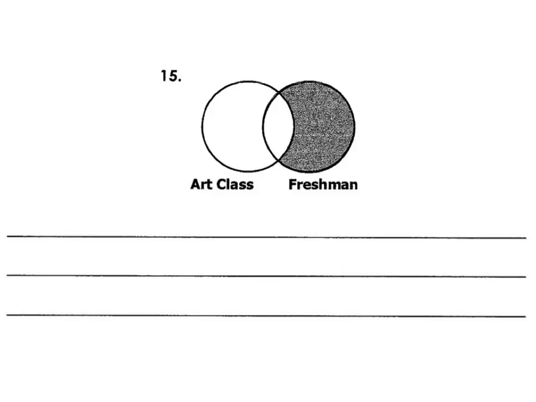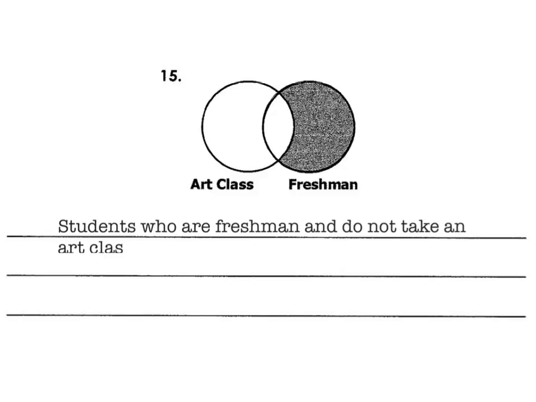So we would want to write a compound statement representing this, and we would say that, let's see, students who are freshmen. Oops, we want to expand this. And do not take an art class. All right, that is what this Venn diagram would represent. Students who are freshmen and, it's a compound statement still, and do not take an art class because art class is not shaded in at all.